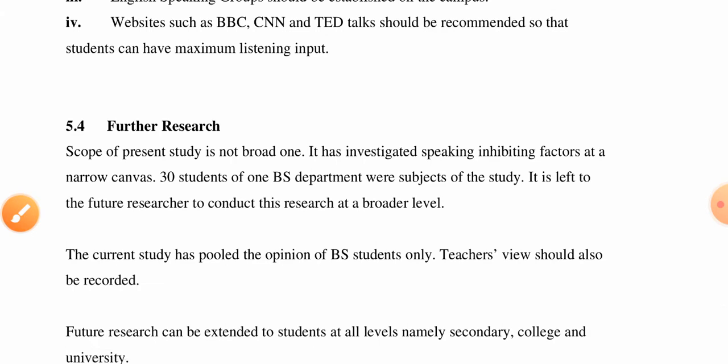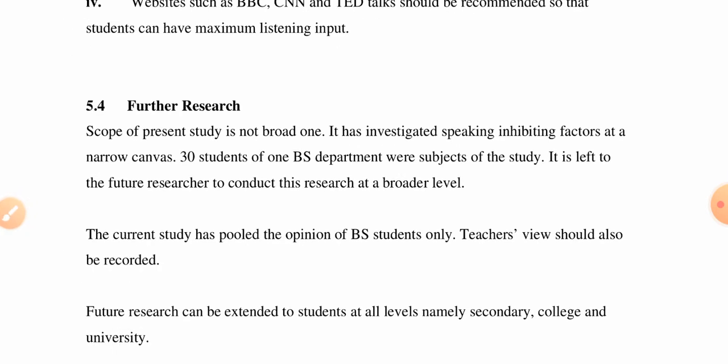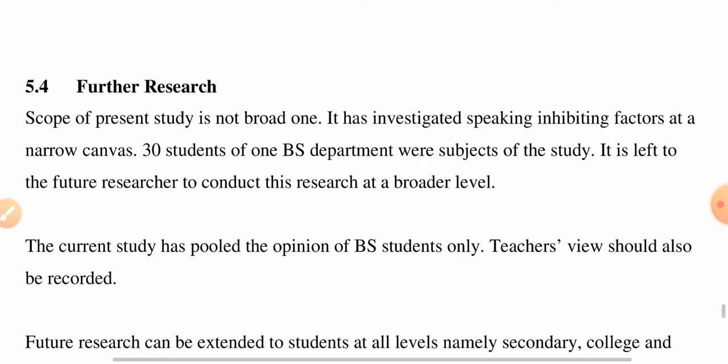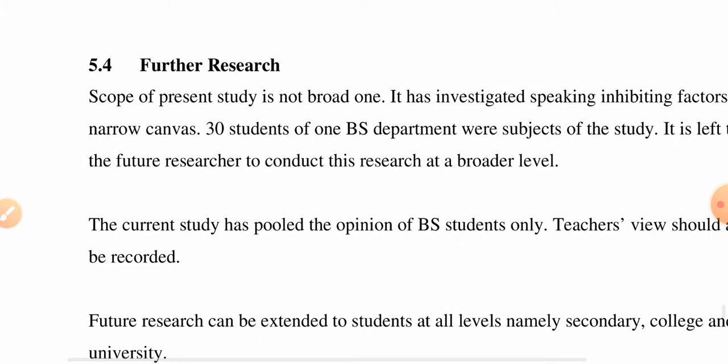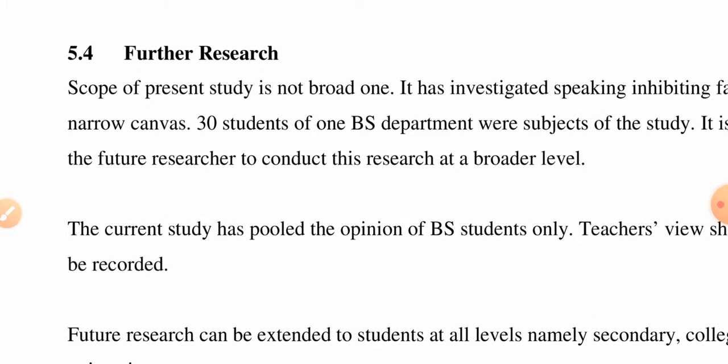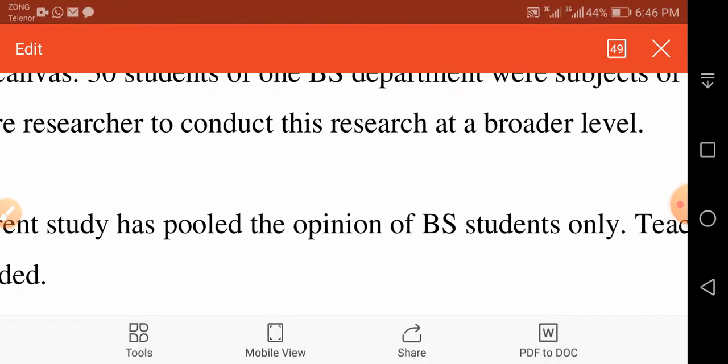Now, further research. Further research means the areas you didn't explore in your research, areas which were not within your scope. You left them unexplored. Now you are mentioning those areas here so that a future researcher can conduct research upon them. The scope of the present study is not a broad one. You are going to mention that.